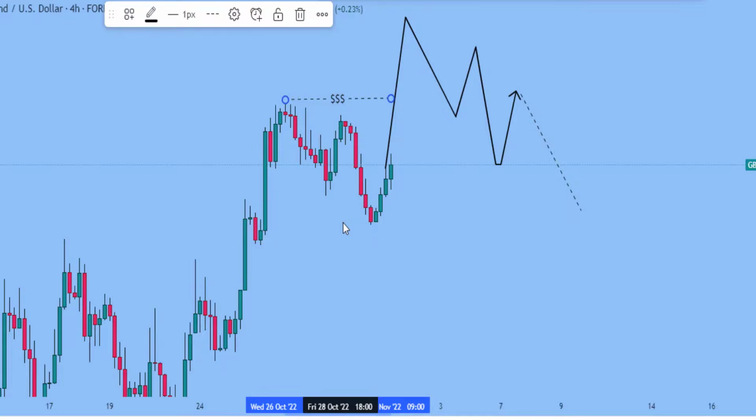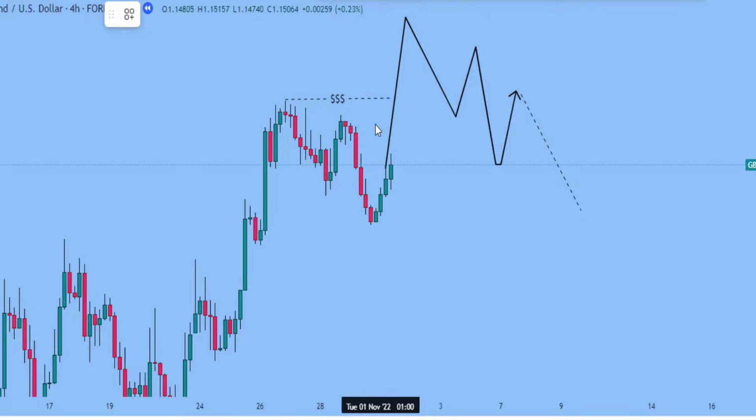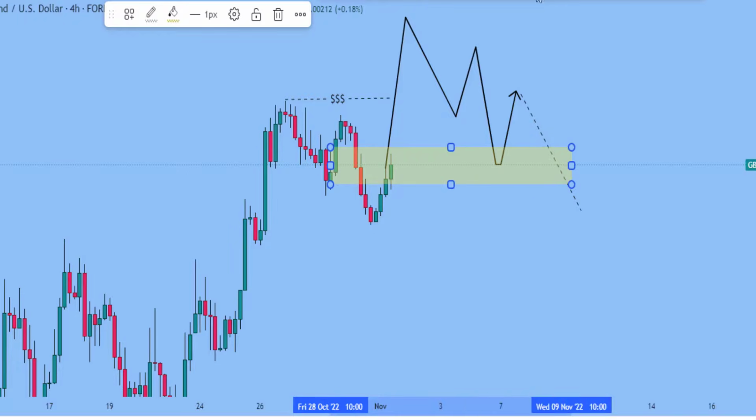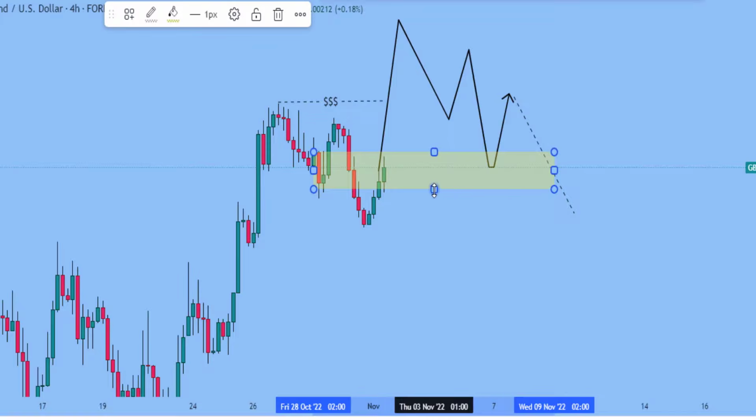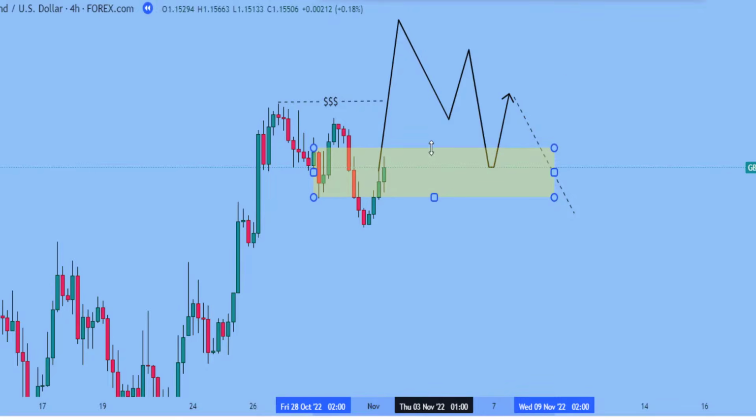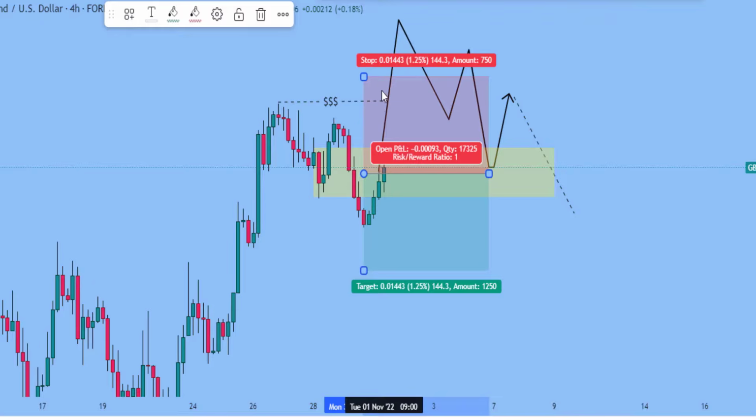As price came, your mitigation block in this regard, since it is a bearish mitigation block, is going to be the last red candle that price printed right here. This particular red candle, let me give you the delineation properly. That is now your mitigation block. As price comes back to this level, you want to be in this trade, right here.